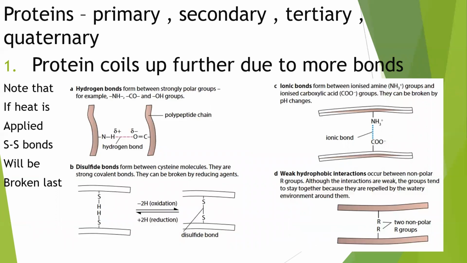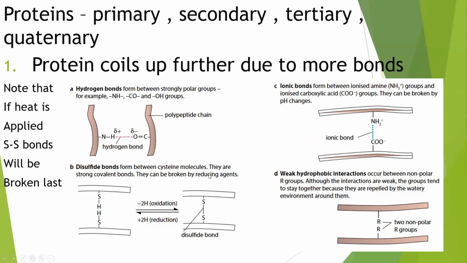So once that happens, now we have the tertiary structure. This happens when more bonds are forming. So first of all, it's hydrogen bonding. This is between strongly polar groups, so NH, CO, OH. So this is a hydrogen bond here, which is between the hydrogen and oxygen. And this is between polypeptide chains.